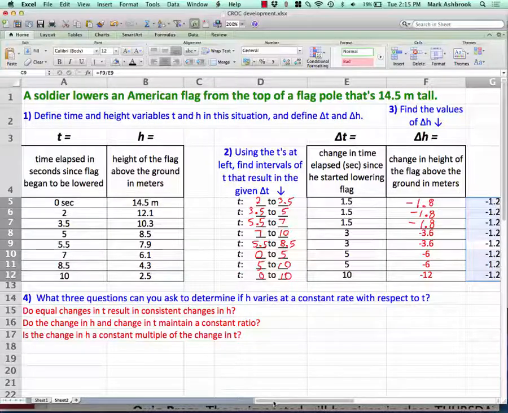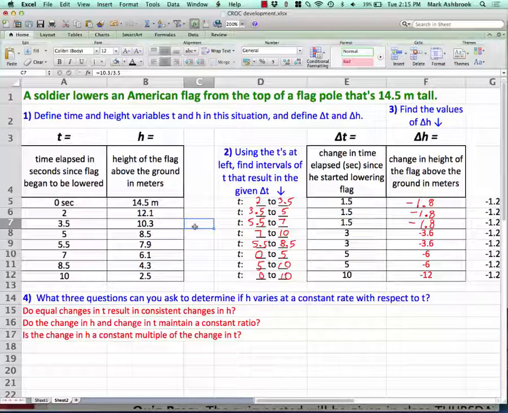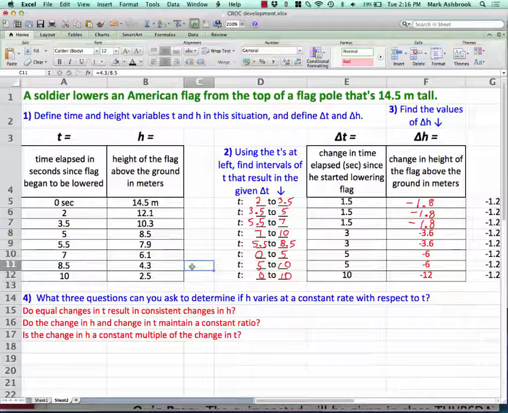What about the ratio of the value of H to T? So I want you to calculate, at 3.5 seconds, the ratio of H to T, and then again at 8.5 seconds, find the ratio of H to T. Go. So find the ratio of H to T at 3.5 seconds and at 8.5 seconds, and find those numbers.